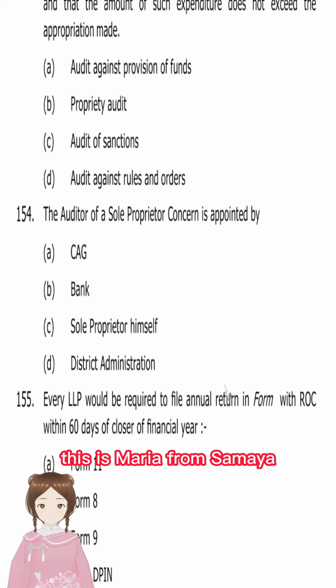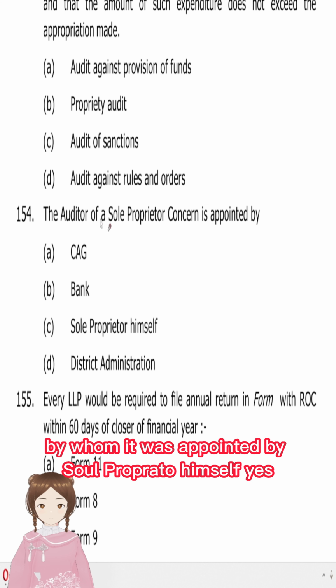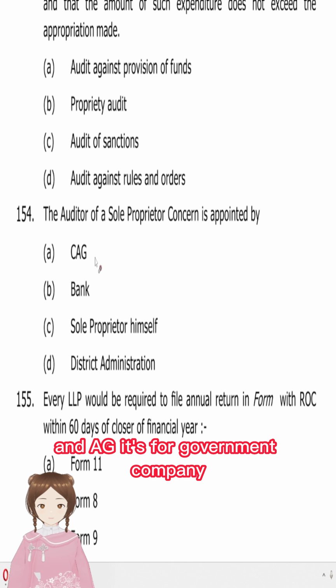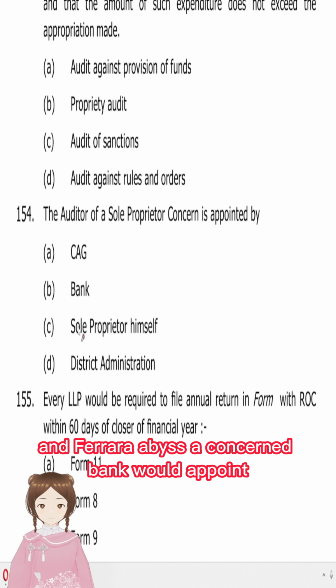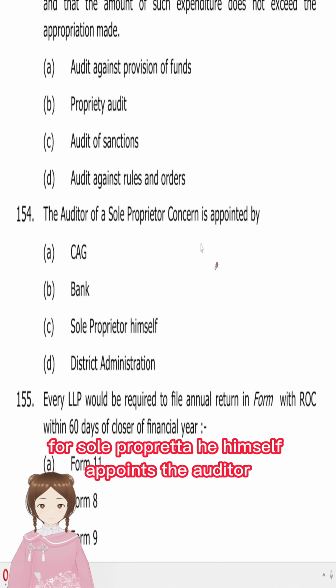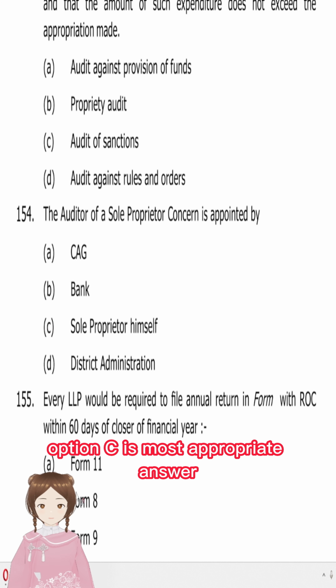Hey Samfam, this is Riya from Samaya, MCQ 154, CA Inter. The auditor of a sole proprietor concern is appointed by whom? It is appointed by the sole proprietor himself, yes. For a government company, the government appoints. For a nationalized bank, its board of directors would appoint, and for RRBs, the concerned bank would appoint. For a sole proprietor, he himself appoints the auditor of the sole proprietor concern. Option C is the most appropriate answer.